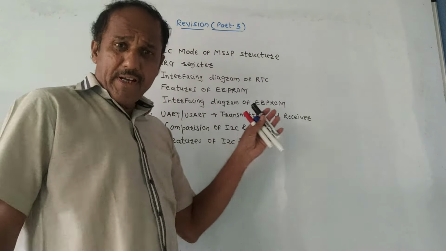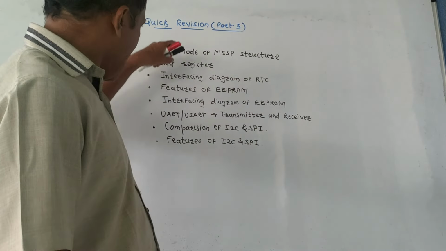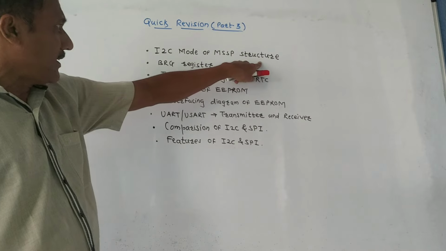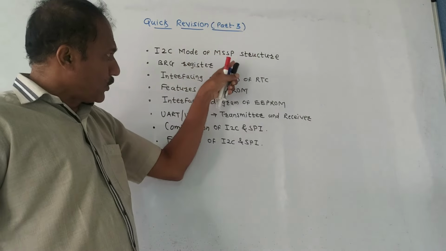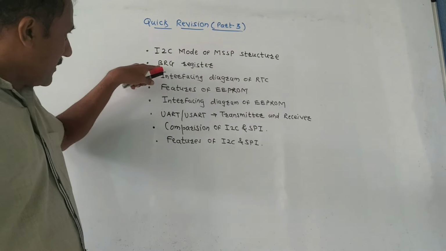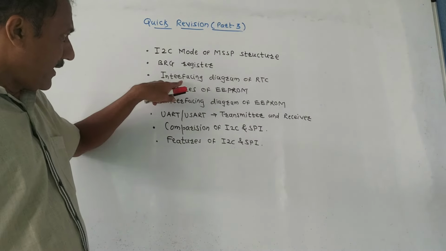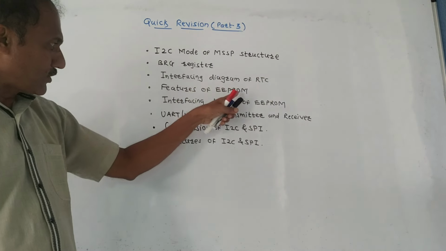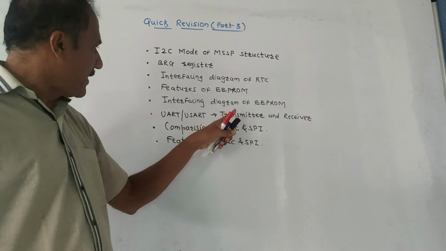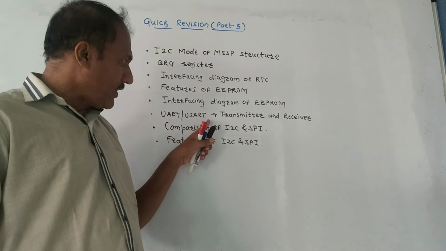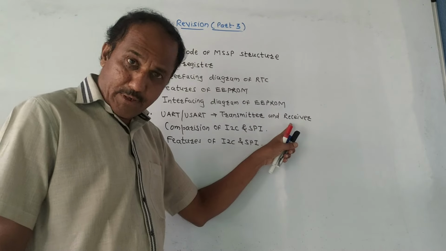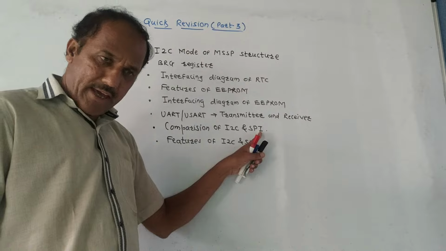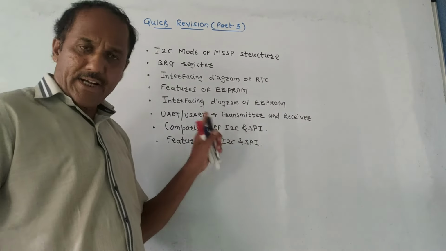Now listen, for the remaining part of unit number 6, I have written the points. I2C mode of MSSP structure: we are supposed to draw this diagram and explain. Then the Baud rate register, interfacing diagram of RTC with the PIC 18F microcontroller, features of EEPROM, interfacing diagram of EEPROM, then UART or USART transmitter and receiver block diagrams and explanation, comparison of I2C and SPI, and features of I2C and SPI.